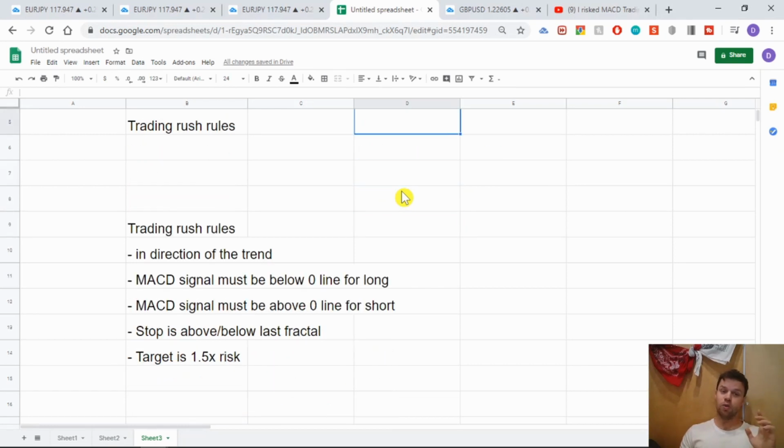Now, just so you're aware of what Trading Rush has done, his rules are it must be in the direction of the trend. The MACD signal line must be below the zero line for long and above the zero line for short. His stop was placed above or below the last fractal, depending on whether you go long or short, and his had a 1.5 times target to his risk. So if he's risking 1% of his account, his target was 1.5%.